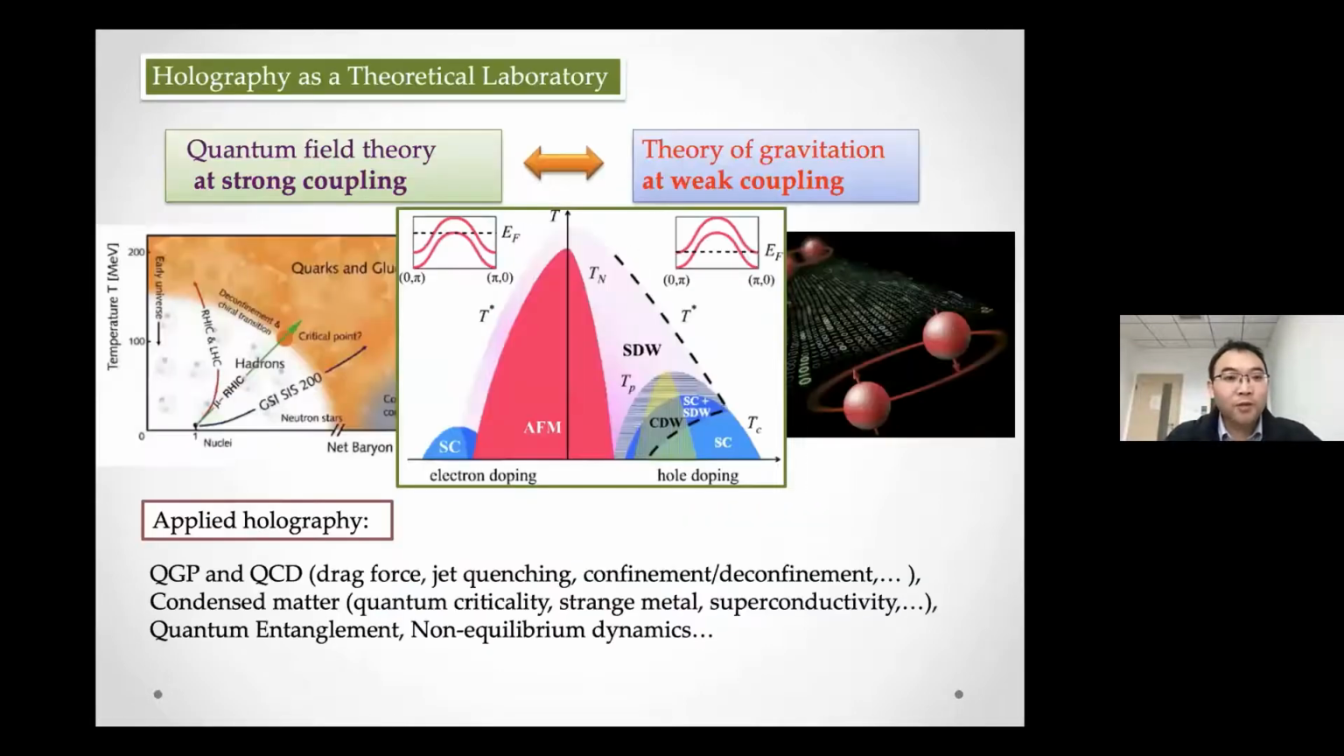As we know, the holographic duality provides a framework to deal with strongly coupled systems. Actually, remarkable progress has been made in applying this correspondence to nuclear physics, condensed matter, quantum information, and so on. So in today's talk, I will mainly focus on quantum matter in condensed matter systems.